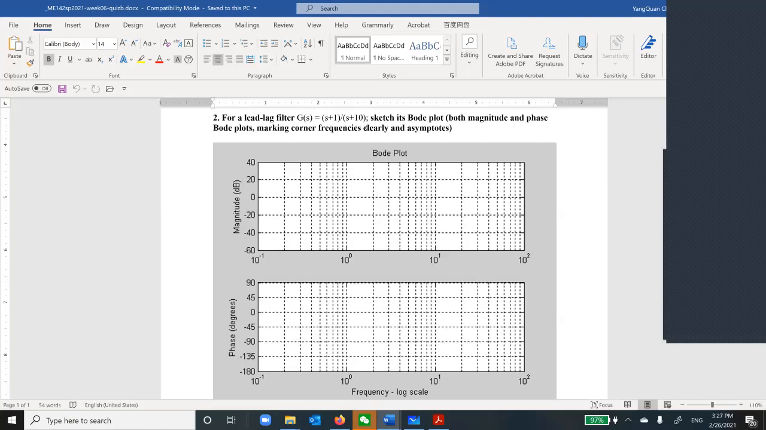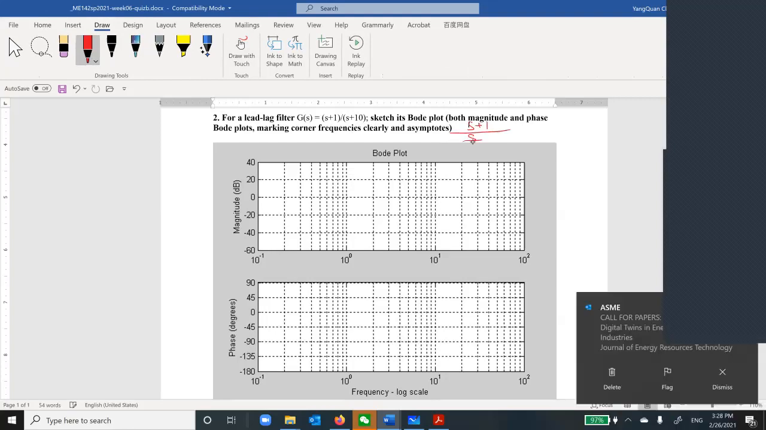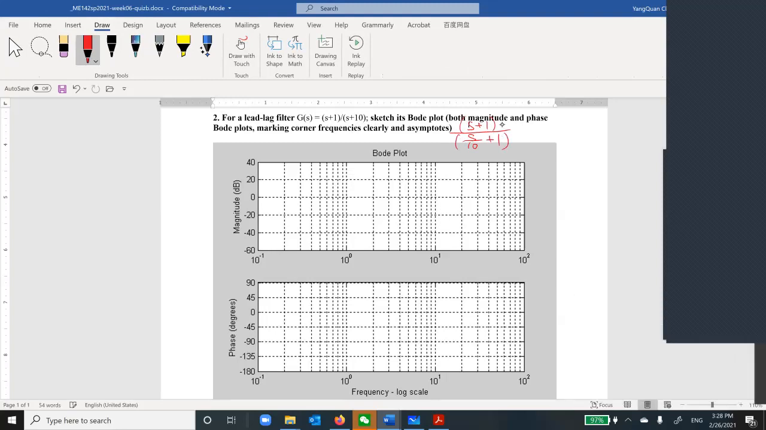So what I should do here is to consider this as a standard form. What is the standard form? I learned something here. So standard form is S plus 1, S divided by 10 plus 1. Okay, so then you need to do what? Here you have 1 over 10, right? So you can see that we have two breakpoints. One is at 1. Another breakpoint is 10.